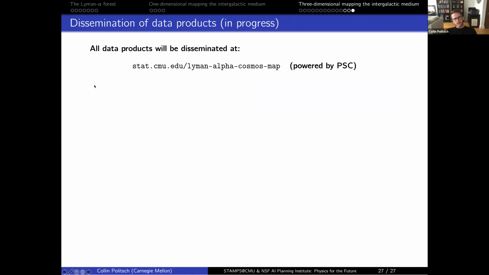Okay, so this slide just emphasizes how much we value open source science, and so dissemination of all the data products. This is something that we're also currently working on. All data products of this work are going to be disseminated, accessible via the Stat Department website at CMU, powered by the Pittsburgh supercomputer. There's already a partial web page up there if you want to check it out. Feel free to, it's still a work in progress.